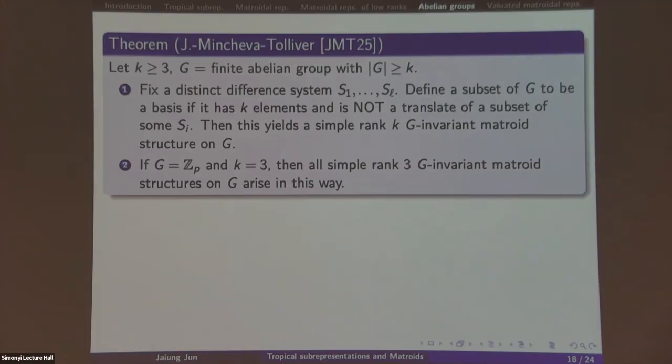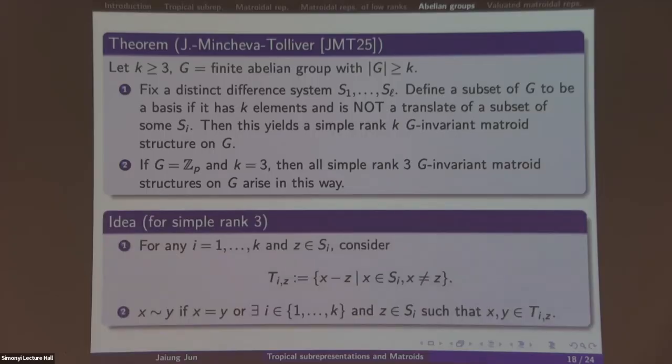Now if k is a natural number greater than or equal to 3, and if G is a finite abelian group with n elements, then if you fix a distinct difference system S1 through SL, and you define a subset of G to be a basis if it has precisely k elements and it's not a translate of a subset of some Si, then this yields a simple rank k G-invariant matroid structure on G. And if you specialize your group to be the cyclic group of prime order, and look at the rank 3 case, then you can actually show that all simple rank 3 G-invariant matroid structures arise in this way.